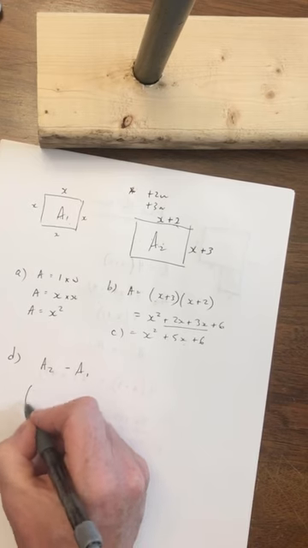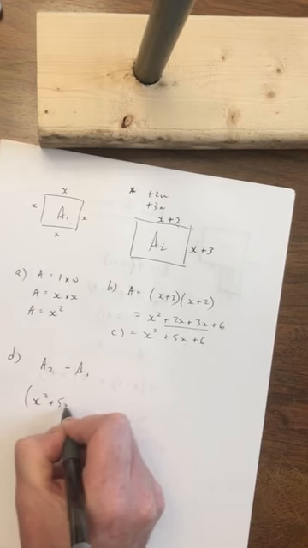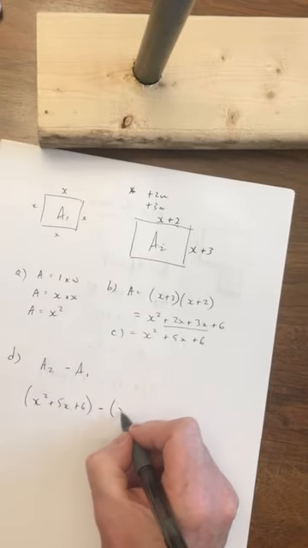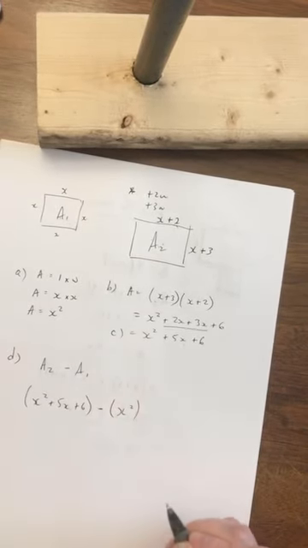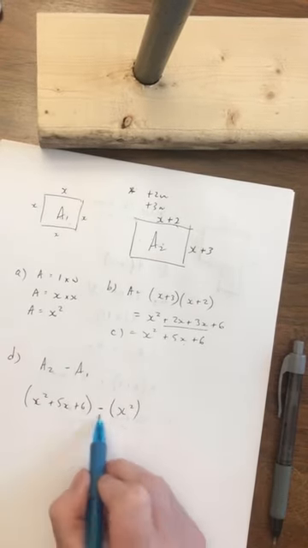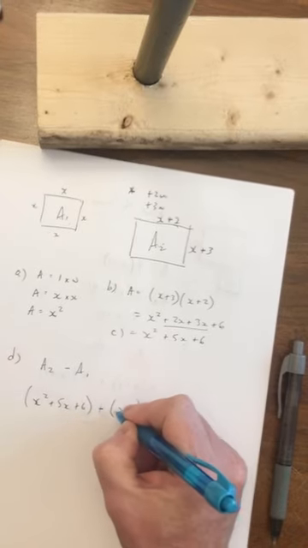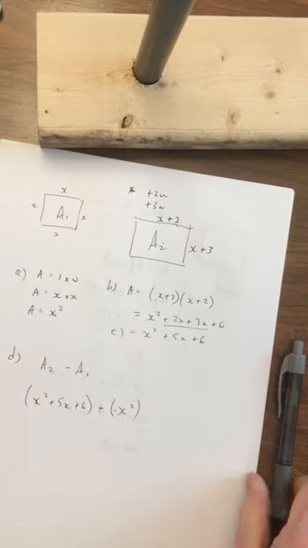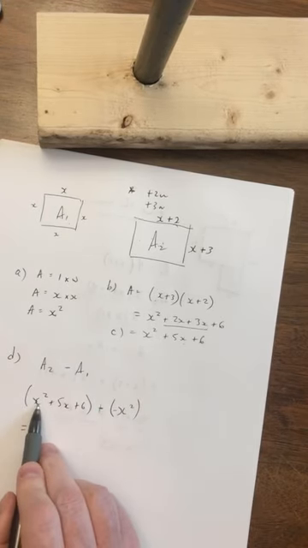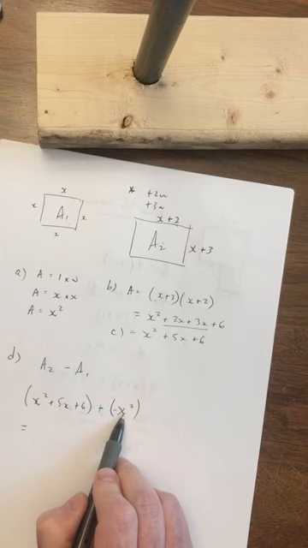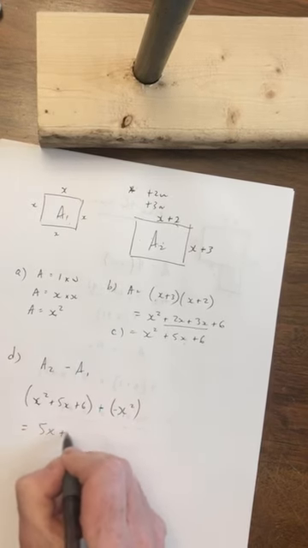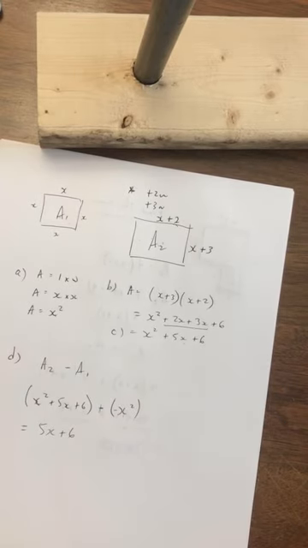So let's do that. We have x squared plus 5x's plus 6. And we are going to subtract the original one, which was that. Polynomial, subtract a polynomial. We add in the opposite. And now we can simplify x squared minus x squared, 0x squares, they're gone. And we are then left with 5x plus 6. So that is the increase.